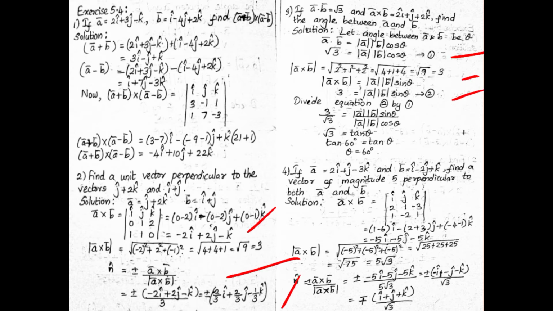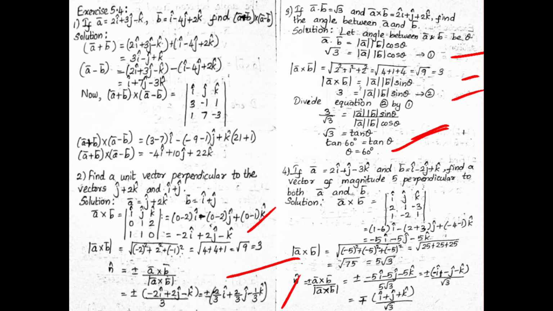This is equation 2. Divide equation 2 by 1. So we get 3 upon root 3 is equal to magnitude a into magnitude b sin theta upon magnitude a into magnitude b cos theta. So root 3 is equal to tan theta. But we know tan 60 is equal to root 3. Therefore, tan 60 is equal to tan theta. Therefore, theta is equal to 60 degrees.